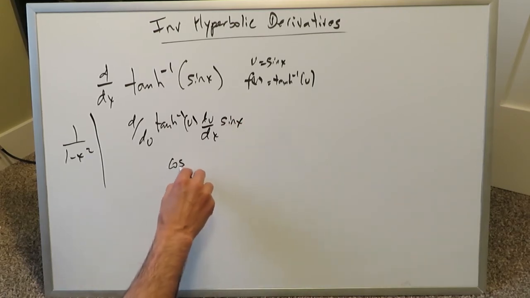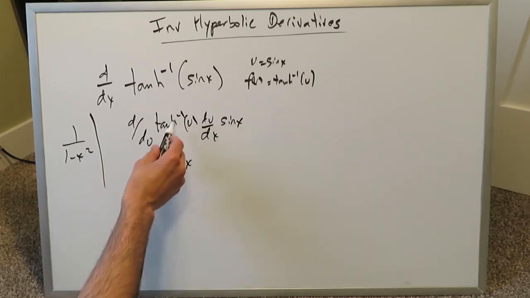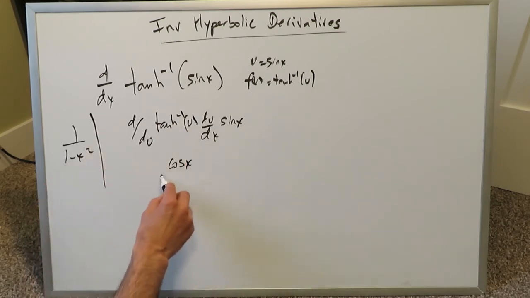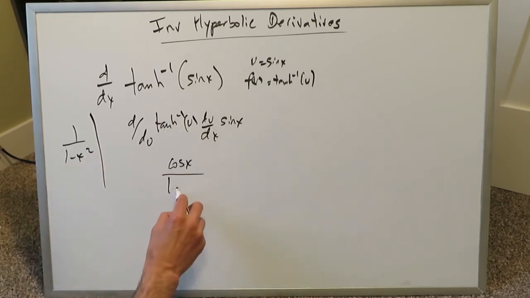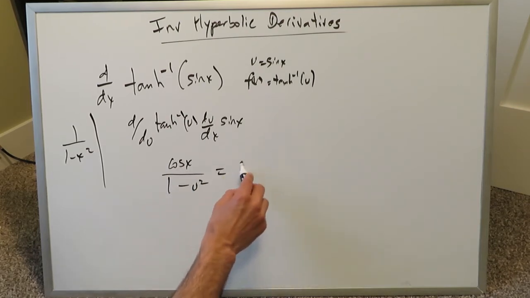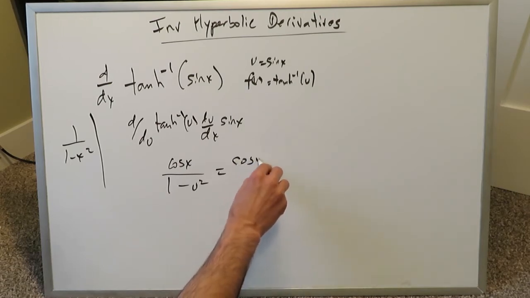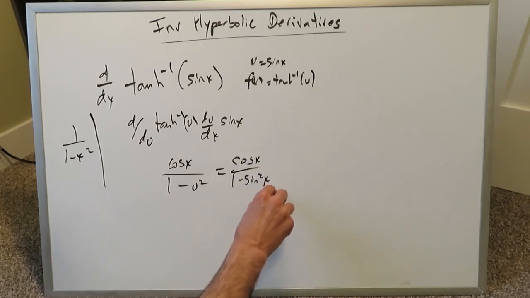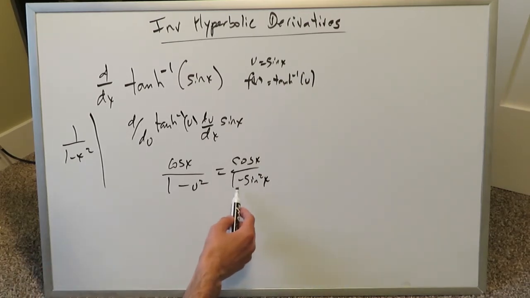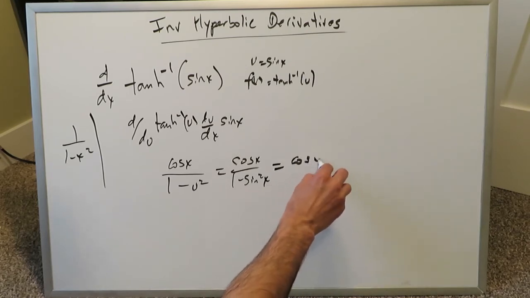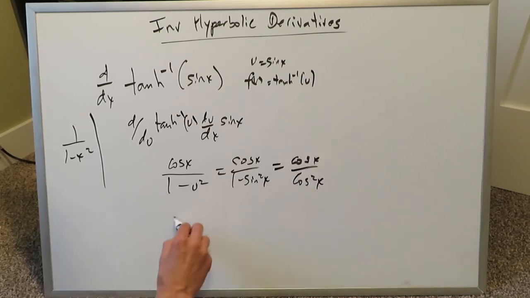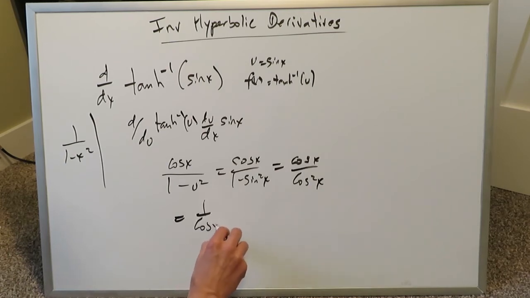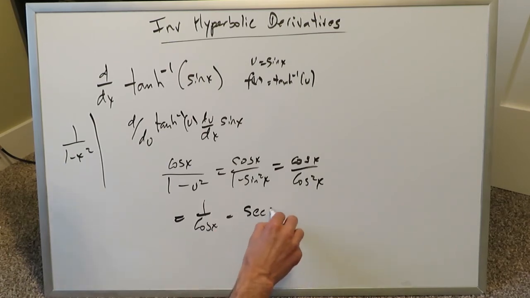Derivative of sine x is just cosine x. The derivative of inverse hyperbolic tan is 1 over 1 minus x squared, except we're looking here with regards to u, so it'll be cosine x over 1 minus u squared. You have to resubstitute the u with sine x, and you have cosine x over 1 minus sine squared x. This right here is a Pythagorean identity: sine squared x plus cosine squared x equals 1, so cosine squared x equals 1 minus sine squared x. We're looking at cosine x over cosine squared x. You can simplify this to 1 over cosine x, which simplifies at the very end to secant x, and that right there is our derivative for this function.